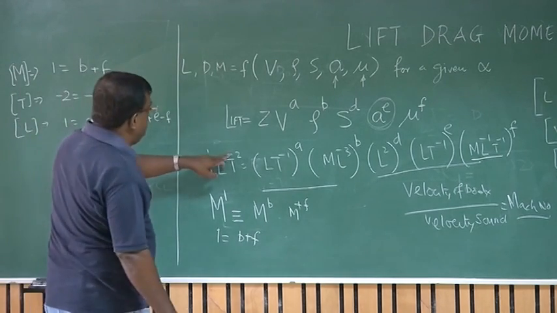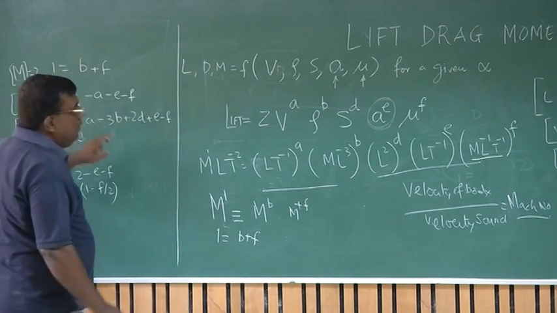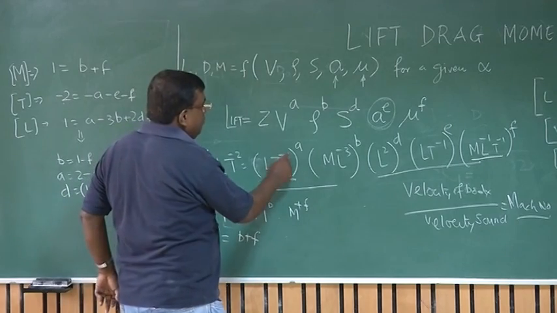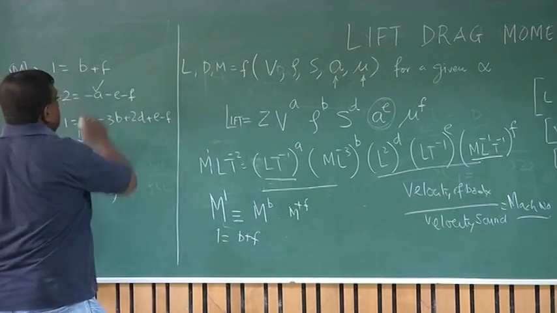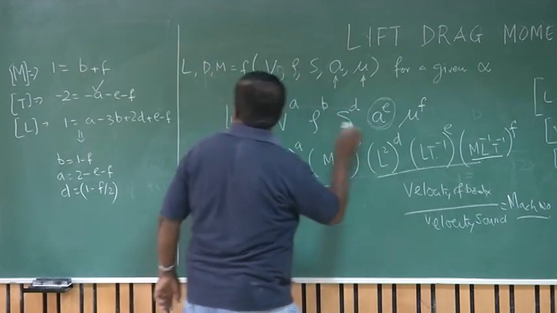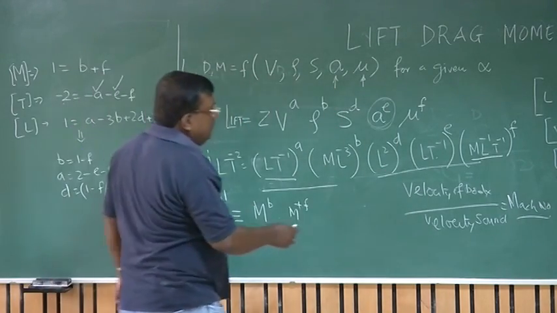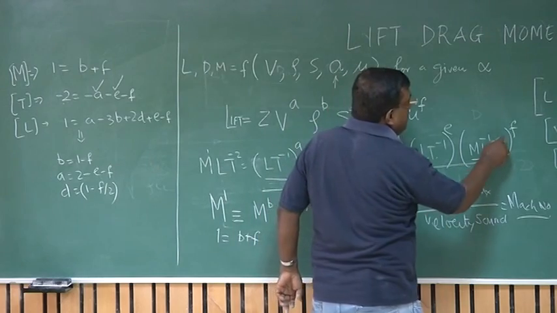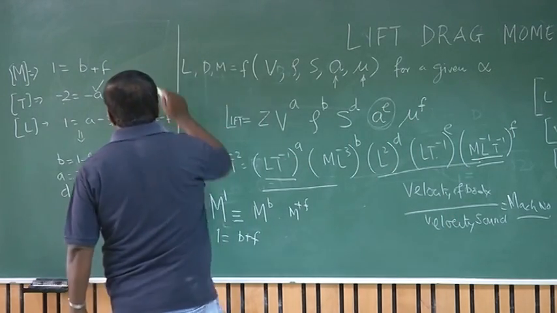T here is minus 2, so minus 2 is here. I go here in this minus A, so minus A is here. I further go here, is minus E, minus E is here. Further I go here, I find it is minus F, so minus F is here.